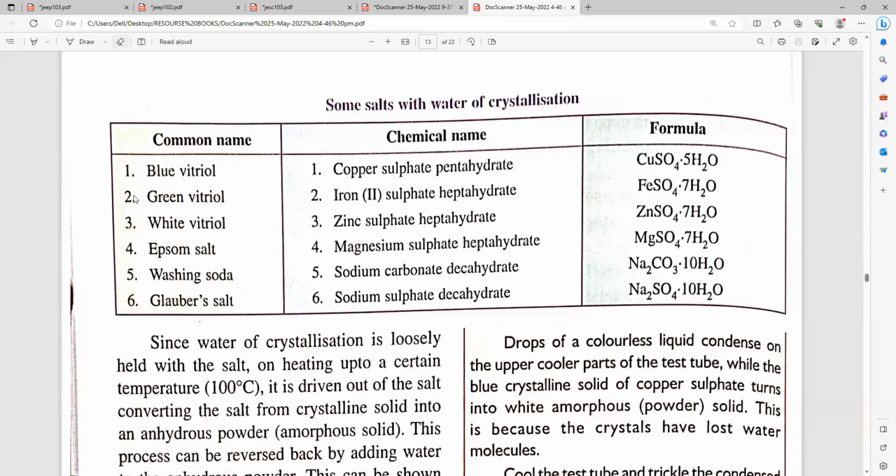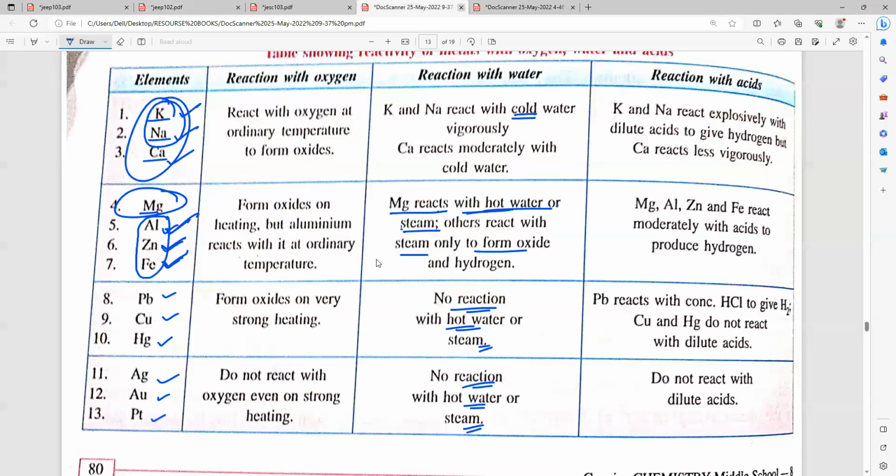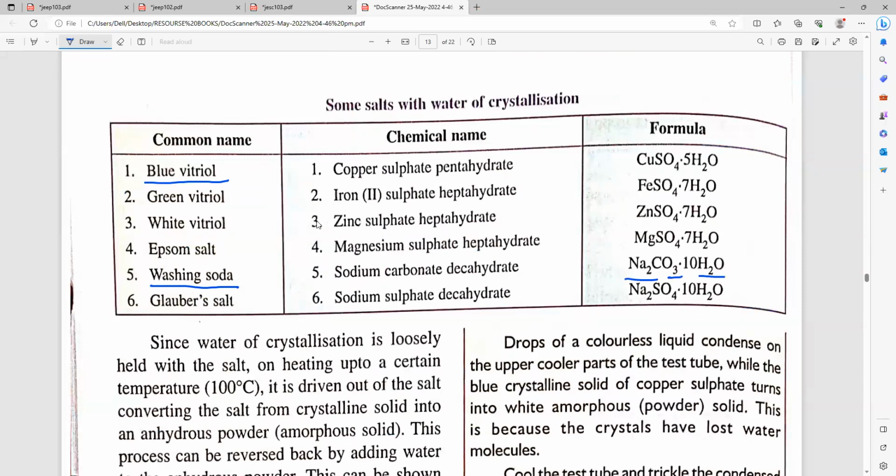You can check it. There is 100% a water of crystallization question. Of the 4 options, 2 options are here only. Check it, everybody. Washing soda. What is the formula? Na2CO3.10H2O. Next, blue vitriol. What is the name of the blue vitriol? Copper sulfate pentahydrate.